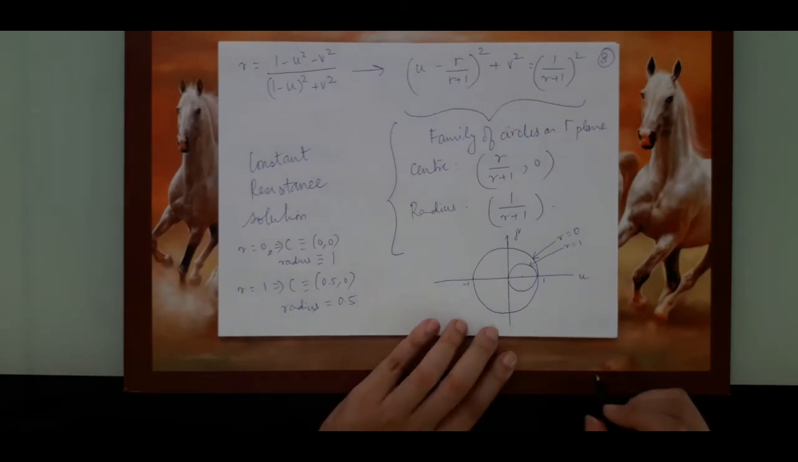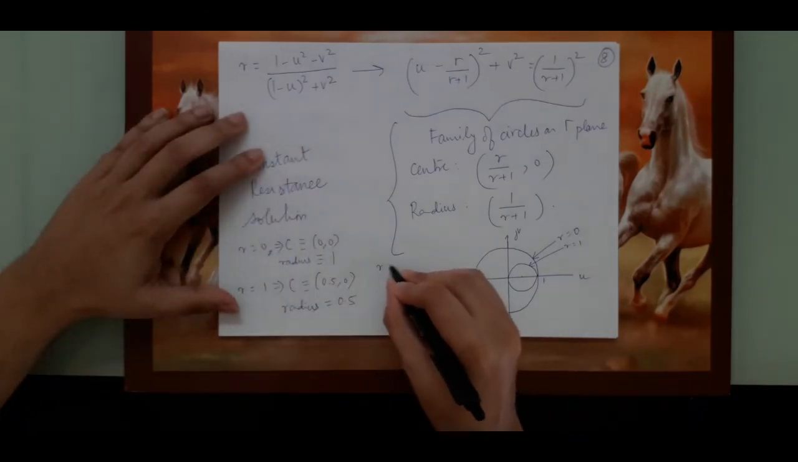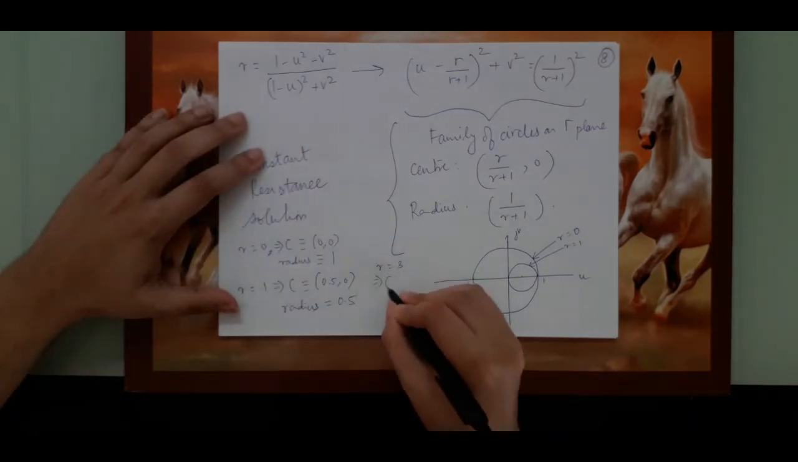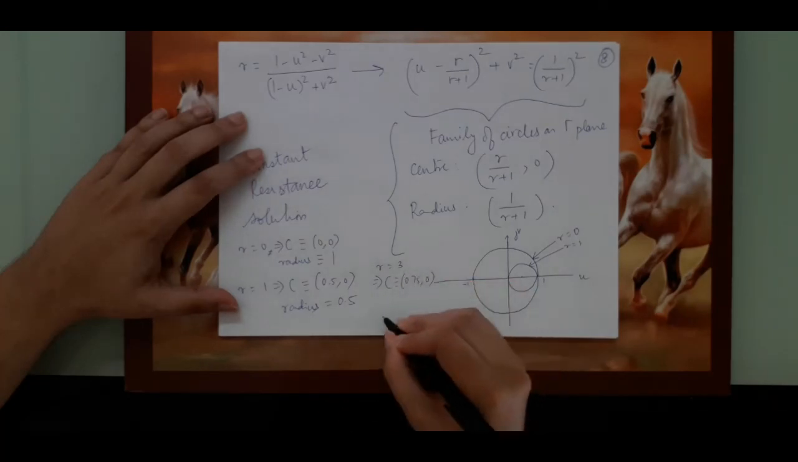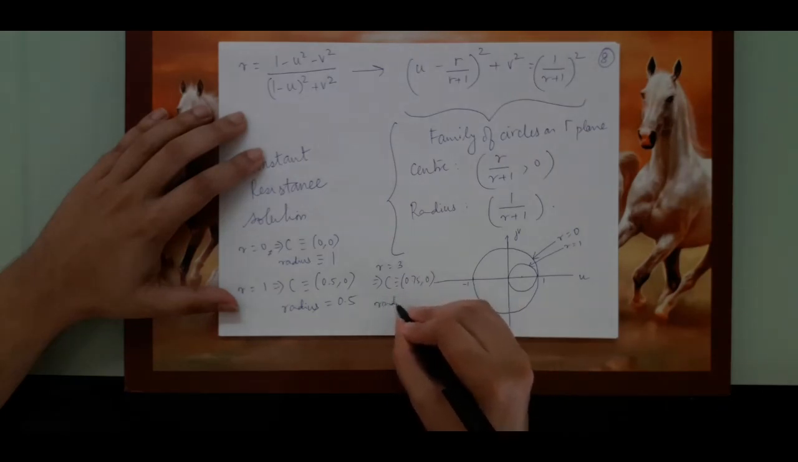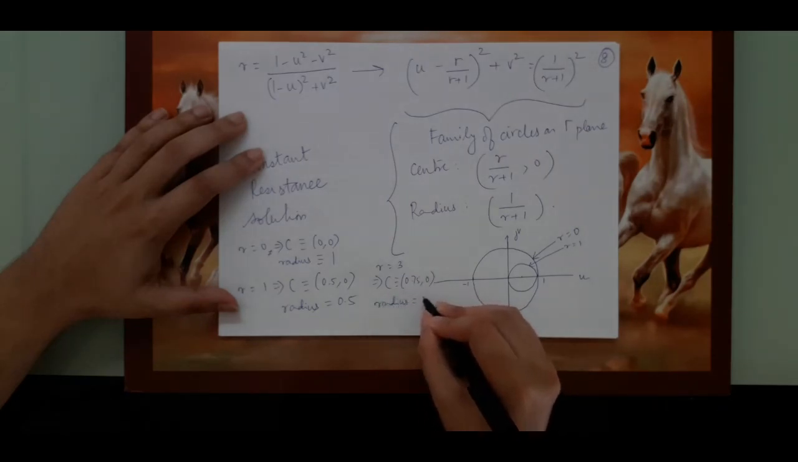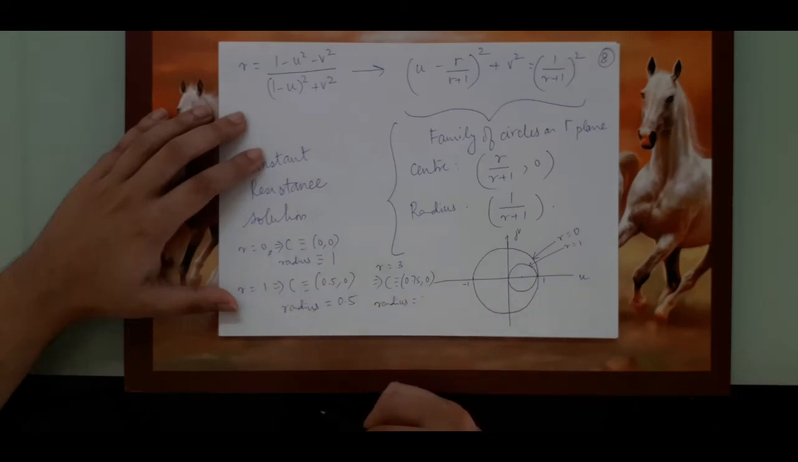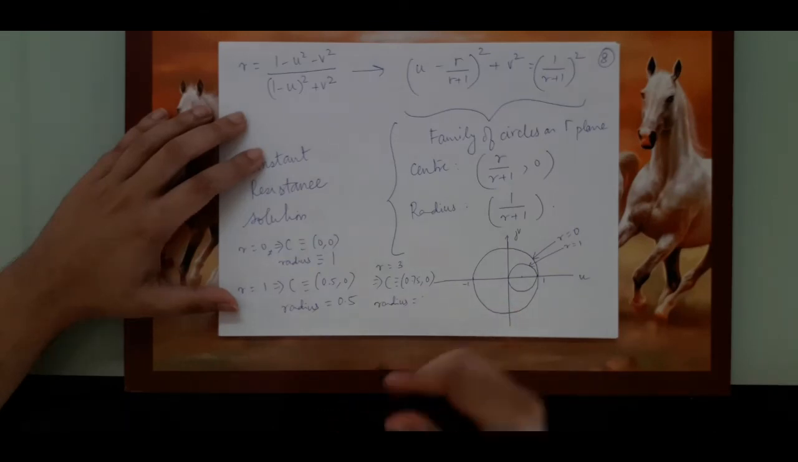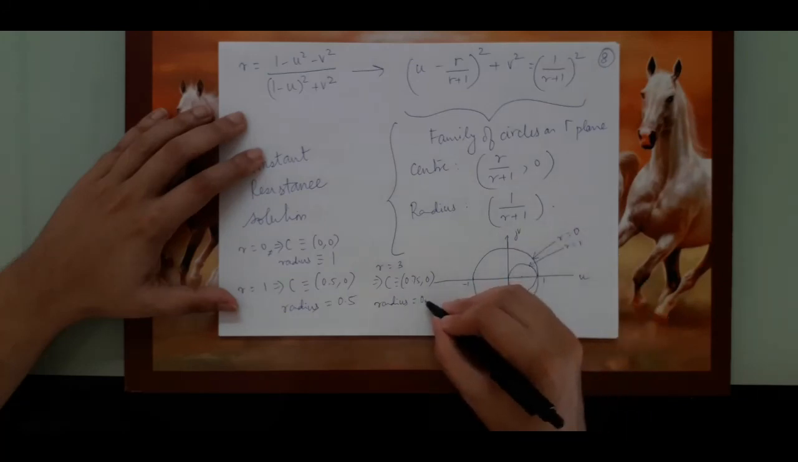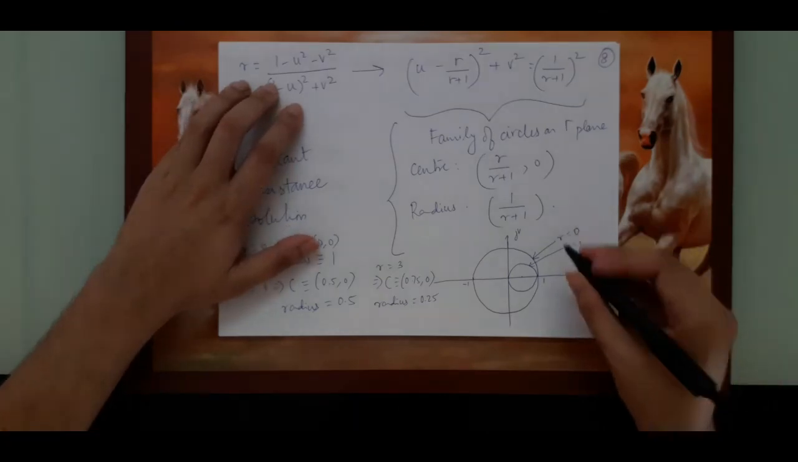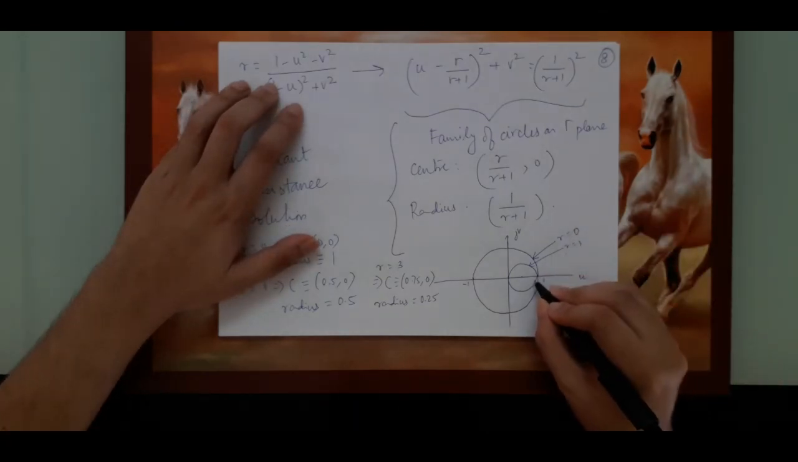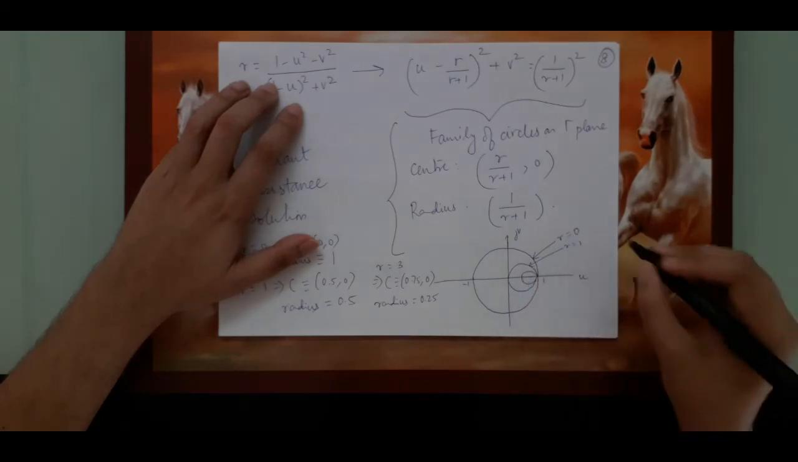What about when R equals 3? So the center will be 0.75 comma 0 and the radius will be 0.25. So it might look something of this kind. So 0.75 will be somewhere over here. Yes, this is what it will look like.